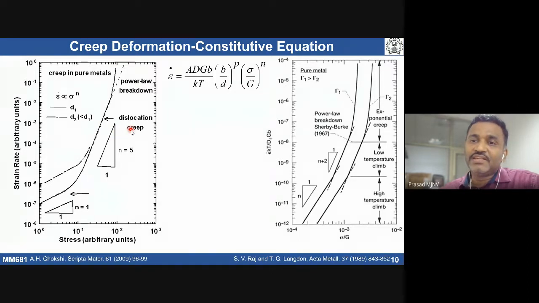Is it clear? There's a lot of information in this slide. Effect of grain size, effect of stress, effect of grain size on creep rate.